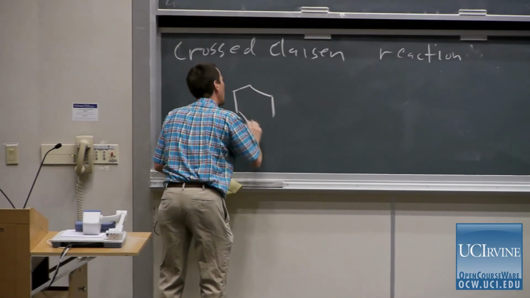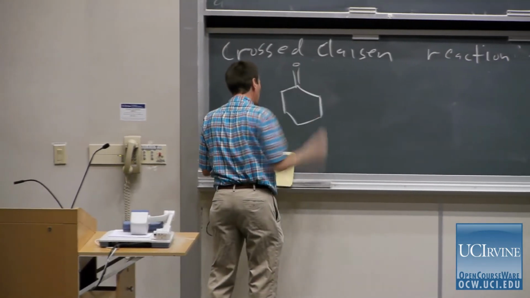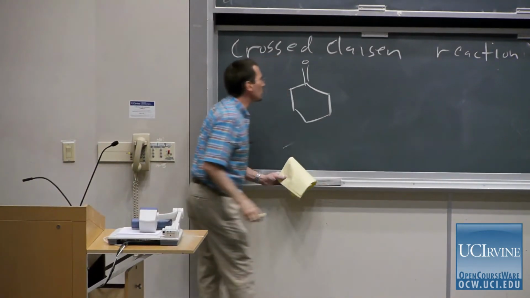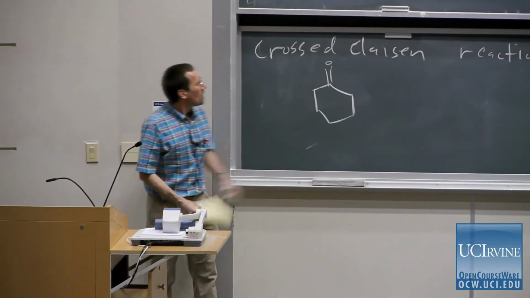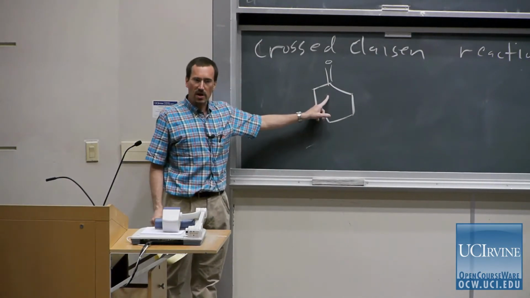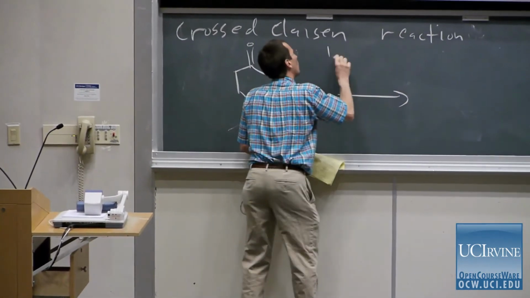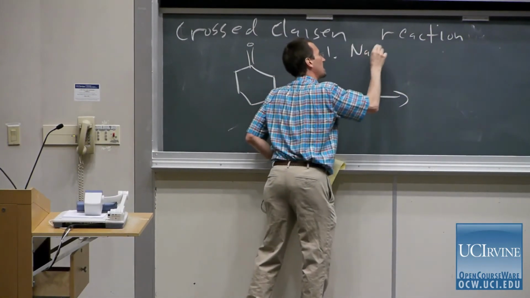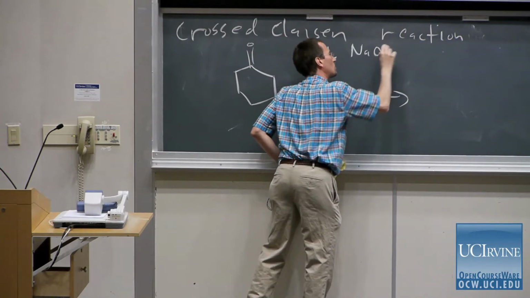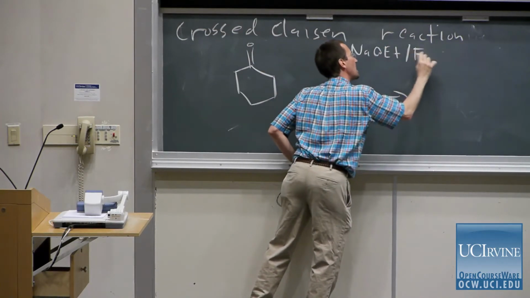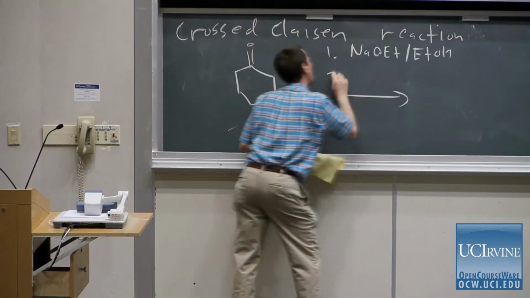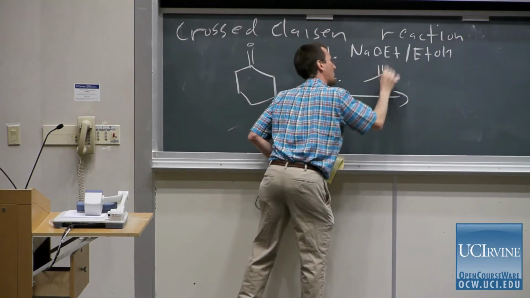It's the example I mentioned earlier. It's the one we used in our Robinson annulation, so I thought it would be cool. So, cyclohexanone, simple compound. Treat it with soda. This is just a riff on the example above. Treat this with sodium ethoxide in ethanol, and then treat it with diethyl carbonate.